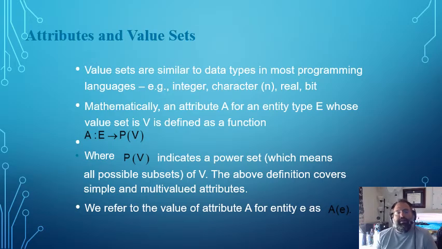Mathematically, an attribute A for an entity type E, whose value set is V, is defined as A: E → P(V), where P(V) is the power set of V, which means basically all possible subsets of V. The above definition covers simple and multi-valued attributes. We refer to the attribute A of entity E as A sub E.